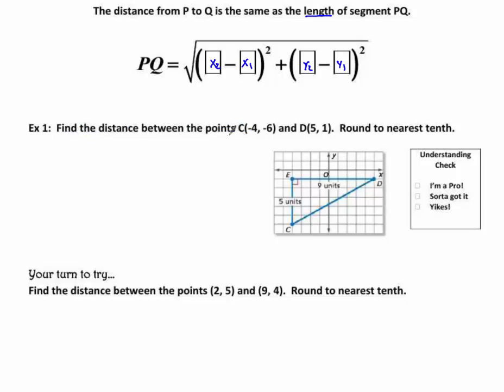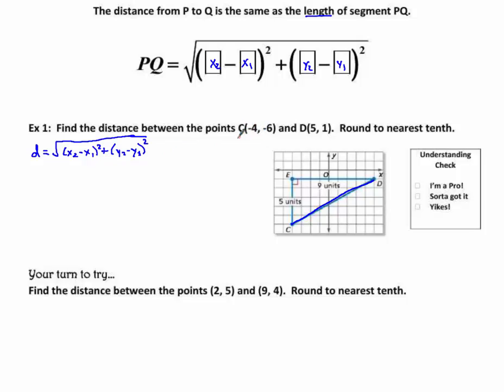Find the distance between points C and D and round to the nearest tenth. So if we look at a graph here, we have an x-axis, we have a y-axis, we have a C and a D. So they want us to figure out how long this segment is. Well, the distance formula is going to tell us that information. So if we remember, d equals the square root of x2 minus x1 squared plus y2 minus y1 squared. Then all we need to do is take these numbers and plug them into this formula.